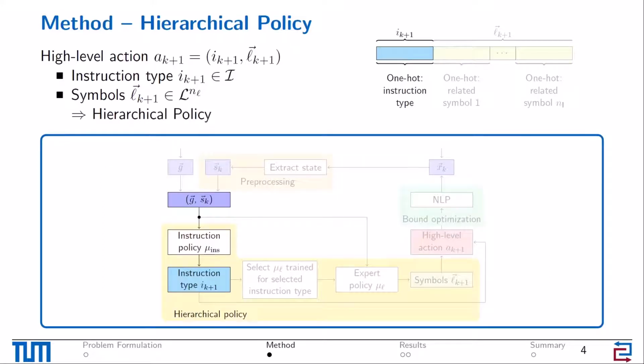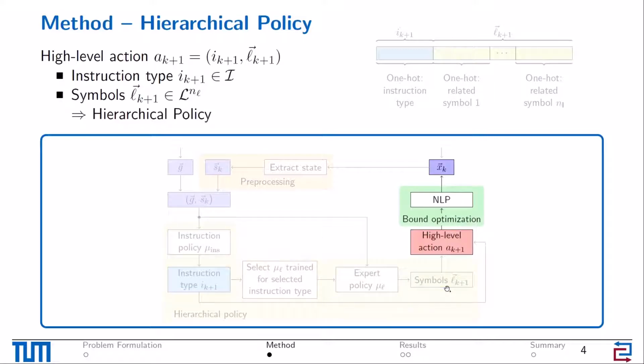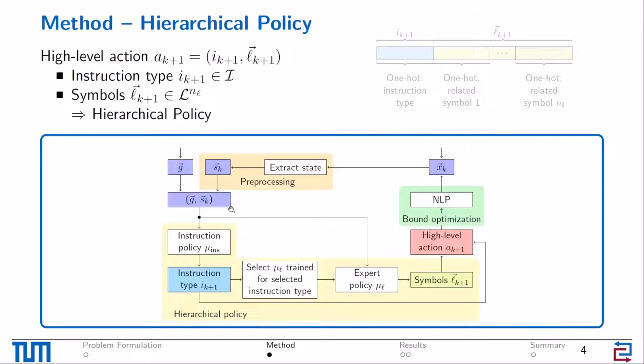The flow of our framework is as follows. The instruction policy determines the instruction type. Then the expert policy specifically trained for the selected instruction type determines the symbols. The high-level action then is converted into an NLP to be solved for the next configuration. We can then construct the next input for the hierarchical policy, and this process is repeated until the objective is satisfied. Then we can solve the NLP for the full optimal path.